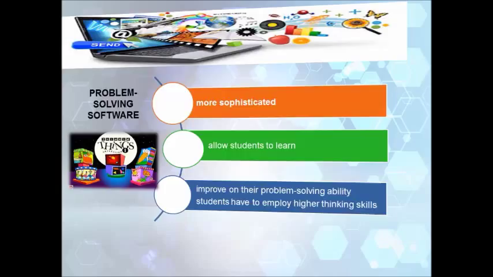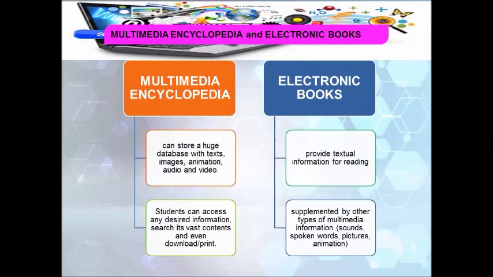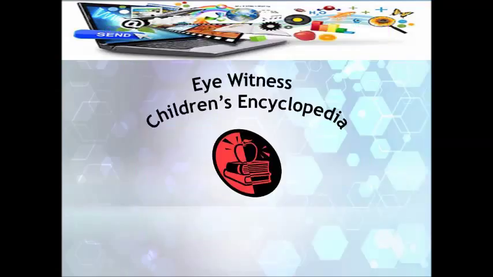Multimedia encyclopedias and electronic books are also software. A multimedia encyclopedia can store a huge database with text, images, animation, audio, and video. Through this, the students can access any desired information, search its vast contents, and even download or print relevant portions of the data. Eyewitness Children's Encyclopedia is an example of this.